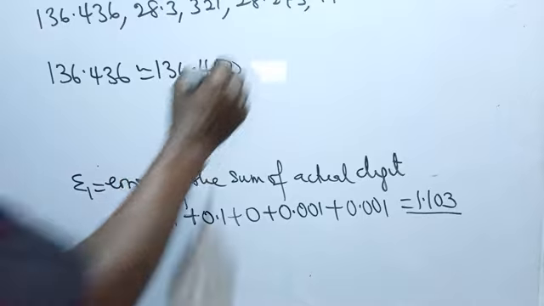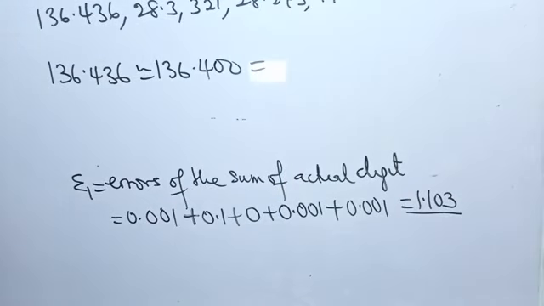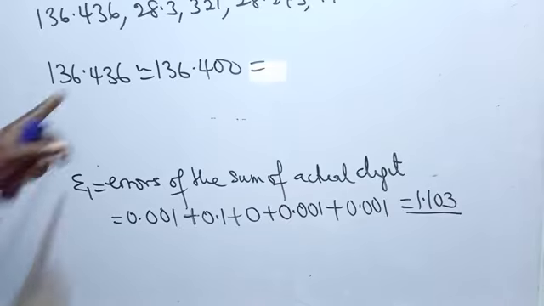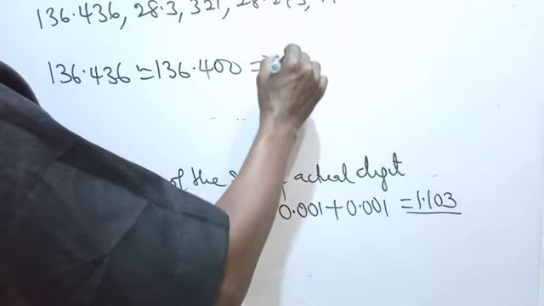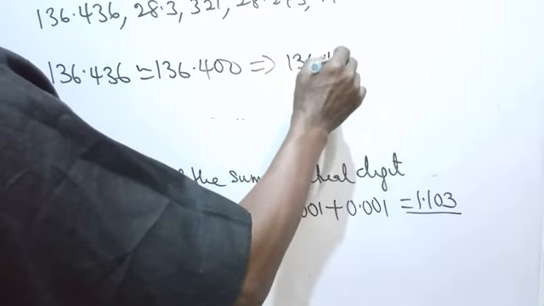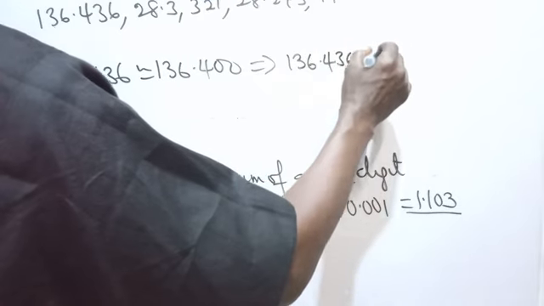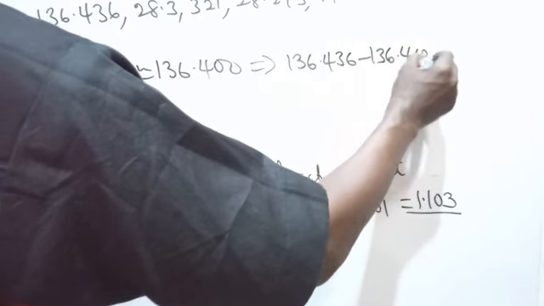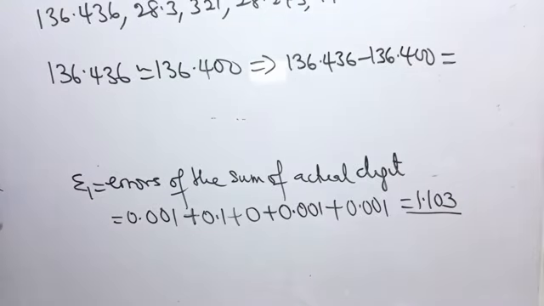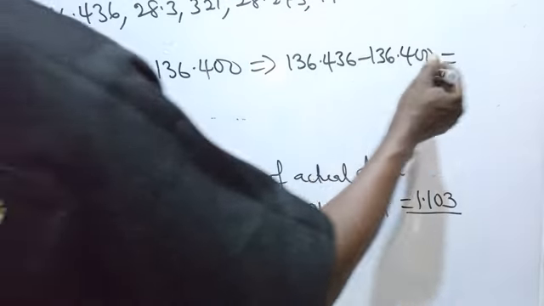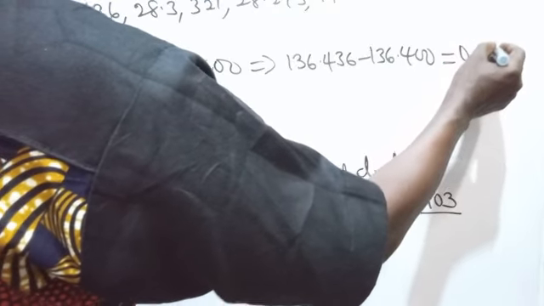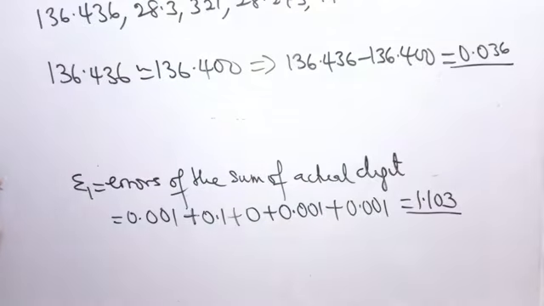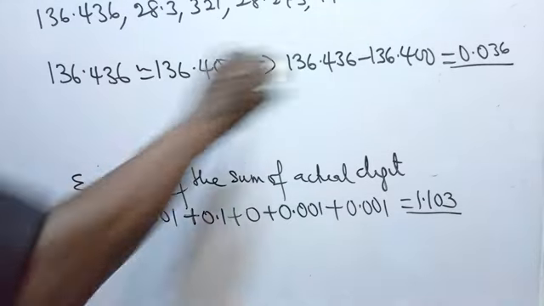Okay. Now, what is the error here as a result of this approximation? There's an error because we have truncated 136.436. So the error will be, you subtract 136.400 from 136.436. So you write that. What value are you going to get there? 0.036. I think, yes, 0.036. That is the error for that one.